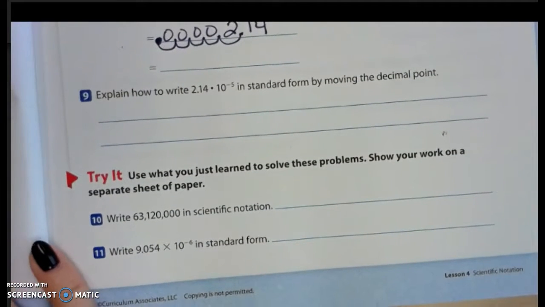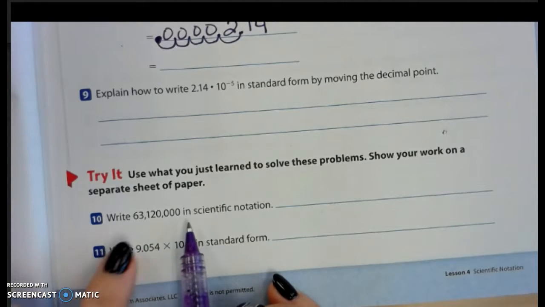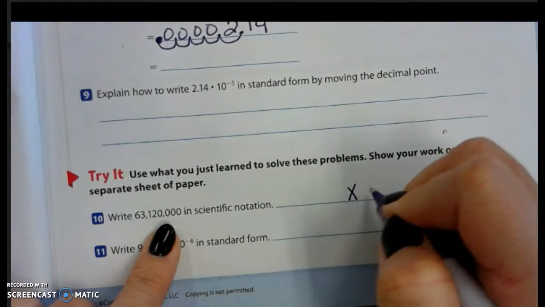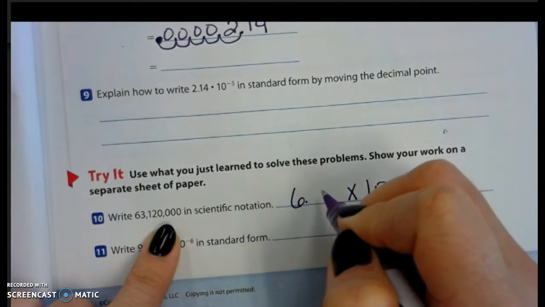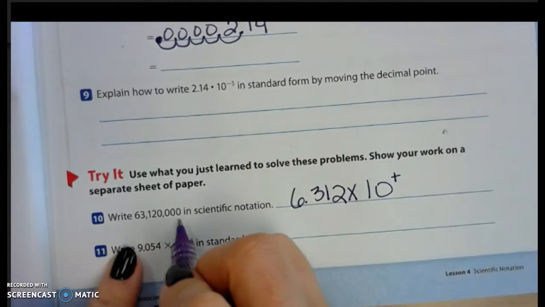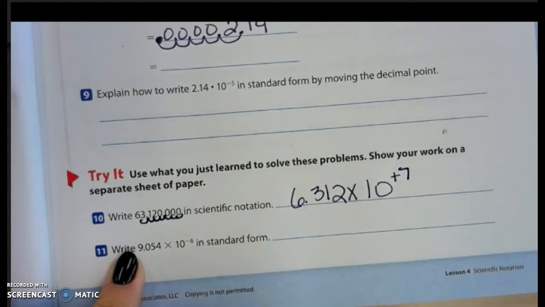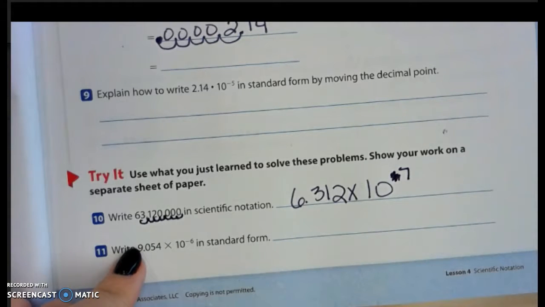We've got 2 examples at the bottom, and then we'll call it a day. Write 63,120,000 in scientific notation. Guys, this is a very large number. Will my exponent be positive or negative? Very large number. It will be a positive exponent, and it's going to be 1, 2, 3, 4, 5, 6, 7. Okay, positive 7. And you do not have to show a positive. So 6.312 times 10 to the 7th.